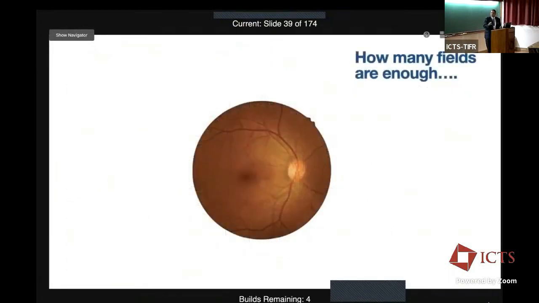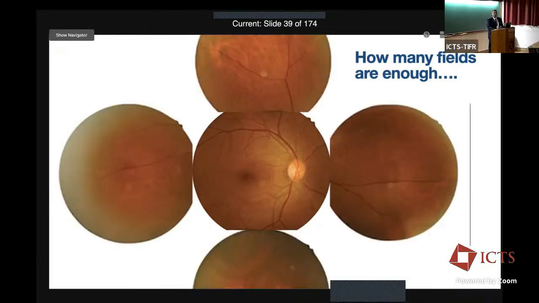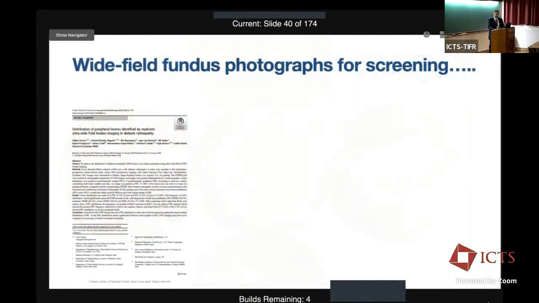Many of you who are a little bit familiar, just see this image and how many fields. If you increase the number of fields, the chances of picking up diabetic retinopathy become more. However, the American Academy has said that a 45-degree central fovea, macula-based image is sufficient for diabetic retinopathy screening. Recently, more work has been done on wide field screening.